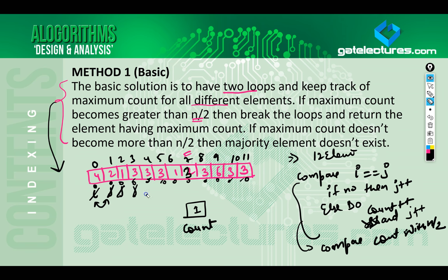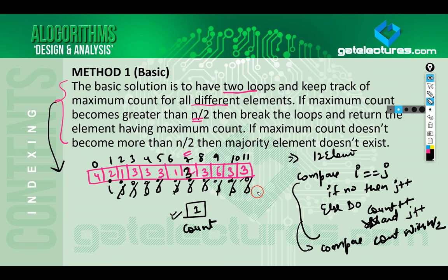Next, increment the value of I. So make I point to this and J point to this. Now 2 and 1 are not equal, so count is initially 1, so increment the value of J. 2 and 3 are not equal, 2 and 1 are not equal, 2 and 6 are not equal. Therefore, after the end of this loop, the count is not incremented.